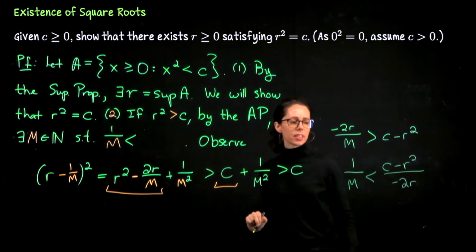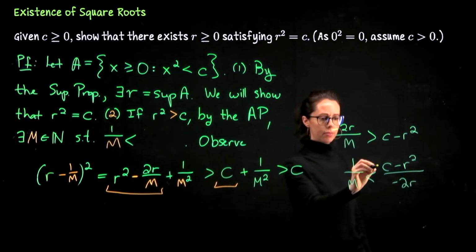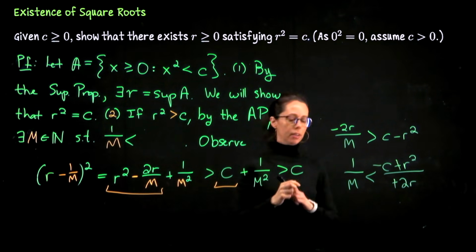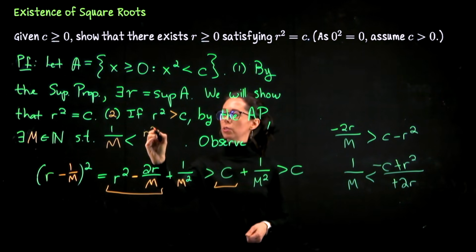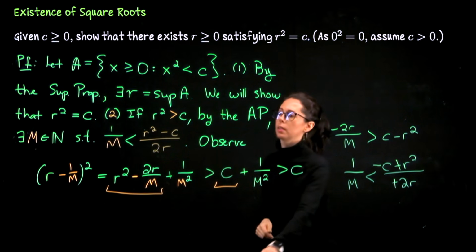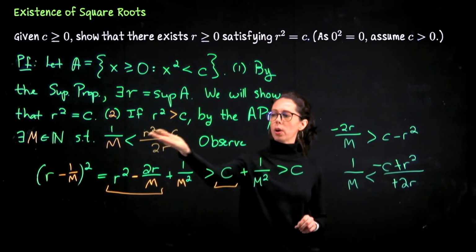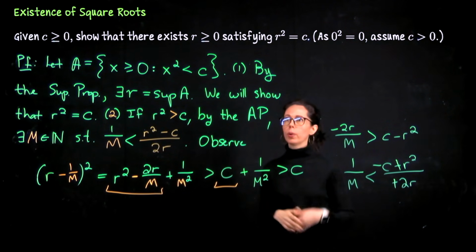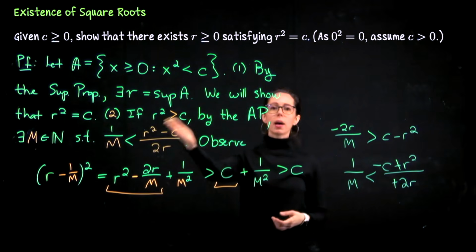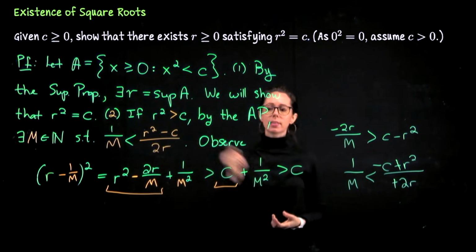I think the negative down here in the denominator is kind of ugly. So let me multiply the top and bottom both by negative 1. We'll have negative c plus r squared over 2r. Let me write that here as r squared minus c over 2r. Always take a moment just to check the sign of what you just wrote down. r squared is greater than c, so r squared minus c is positive. We are working in this second case, so c and r are both positive numbers. The denominator is also positive, so this is a positive number. By the Archimedean principle, there is such a natural number m so that this bound can be established.